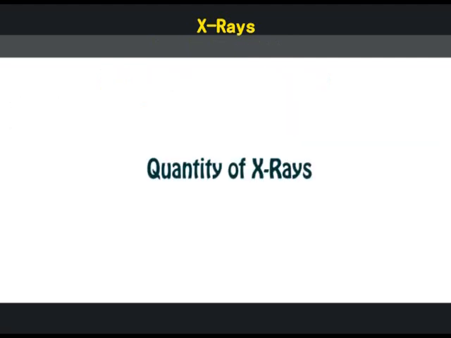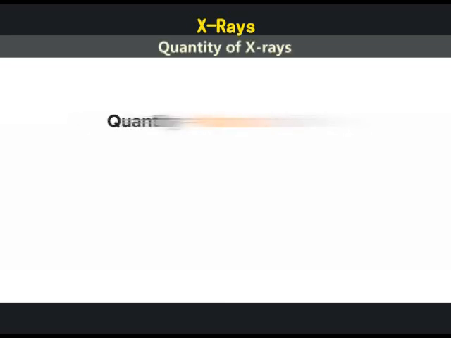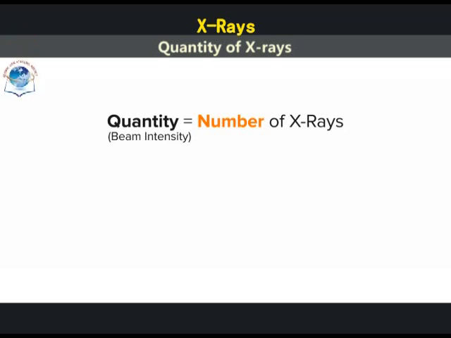Quantity of X-rays. Quantity refers to the total number of X-rays in a beam. This is sometimes called the beam intensity and depends on the heating current. The greater the heating current, the greater the number of electrons produced, and hence the more the X-rays.